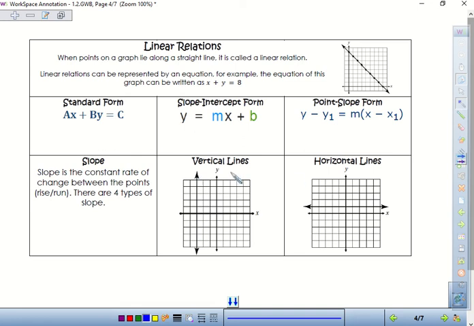A vertical line has what we call an undefined slope. So if you want to write that down, feel free. So your slope is undefined for a vertical line. And horizontal lines have a slope of, anyone know? 0. Very good. So your slope is 0 for a horizontal line. The other 2 types of slope are negative, positive.